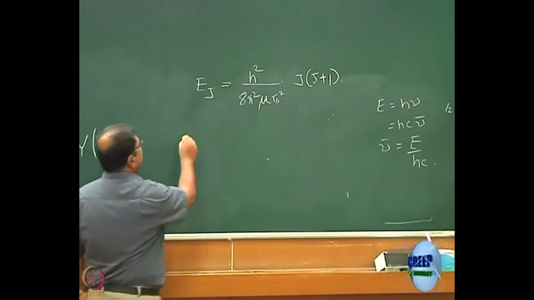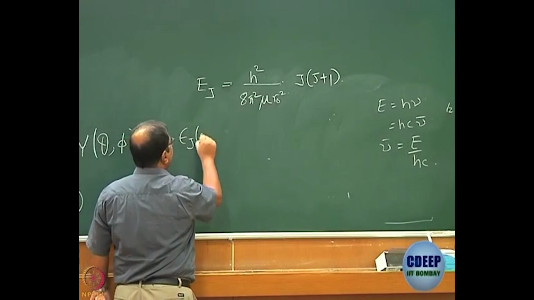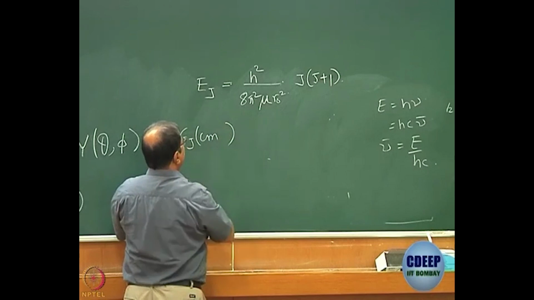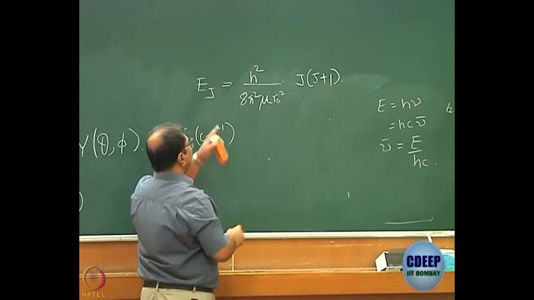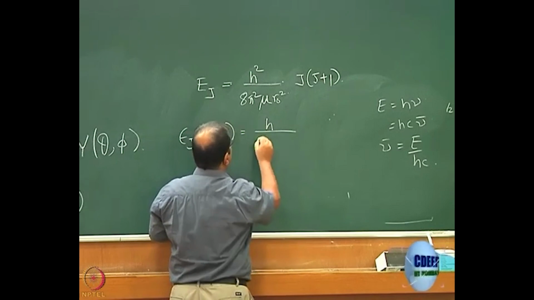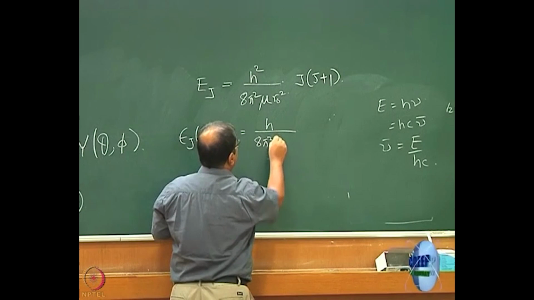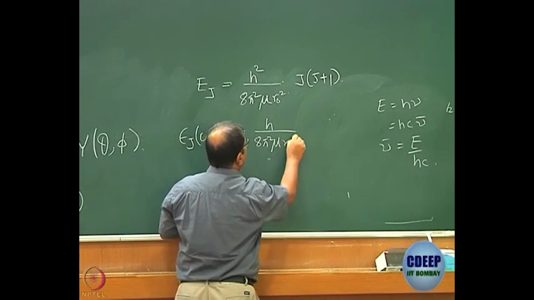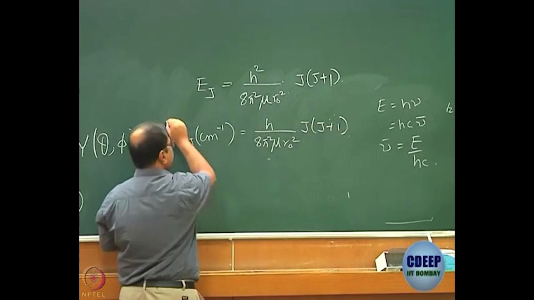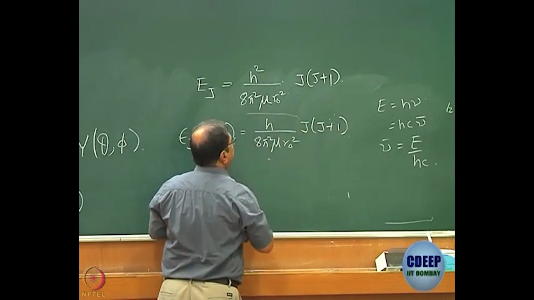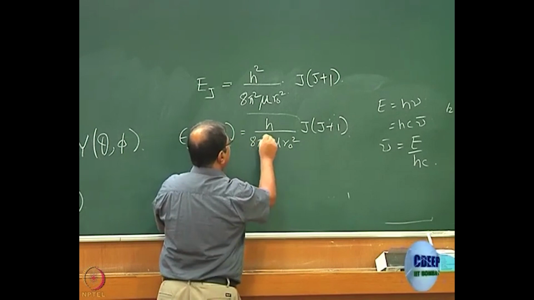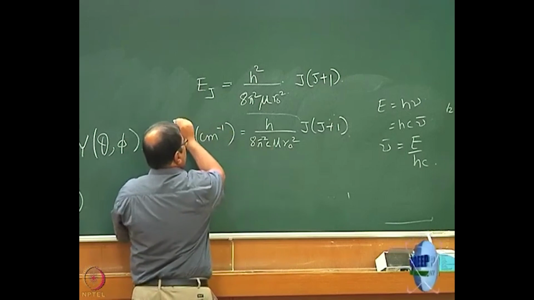So, if I want epsilon j in centimeter inverse, then I just have to divide by hc, and what you get is h divided by 8 pi square c mu r0 square, j into j plus 1. Oh, I did not write c, I said it. Okay.